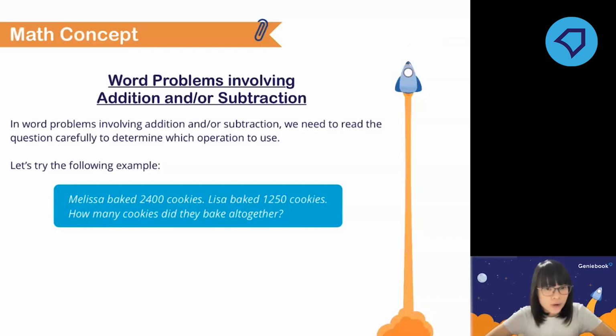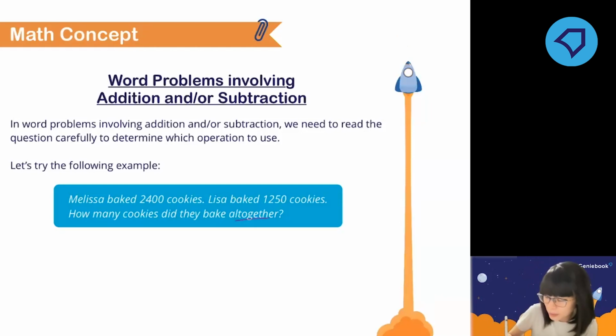Melissa baked 2,400 cookies. Lisa baked 1,250 cookies. How many cookies did they bake all together? What should you do? Addition or subtraction? Come on, this should be easy for you guys. Addition or subtraction? What's the keyword here that helps you to identify whether you need to do addition or subtraction? Just to make sure all of you know. What's the keyword here? All together. Thank you very much.